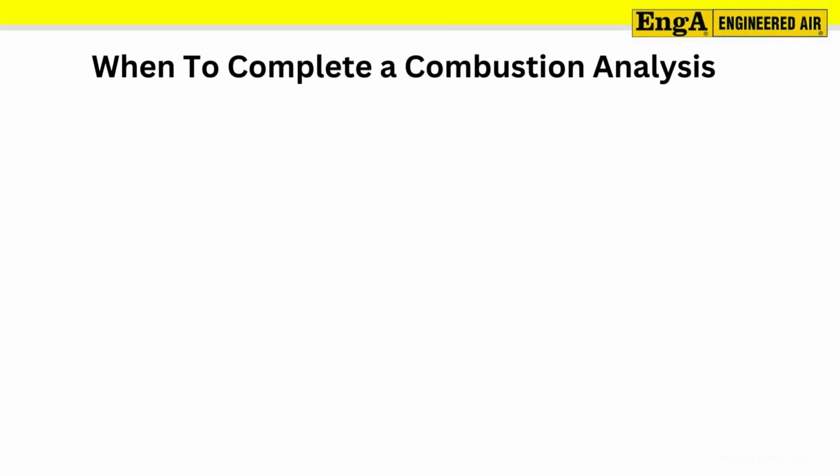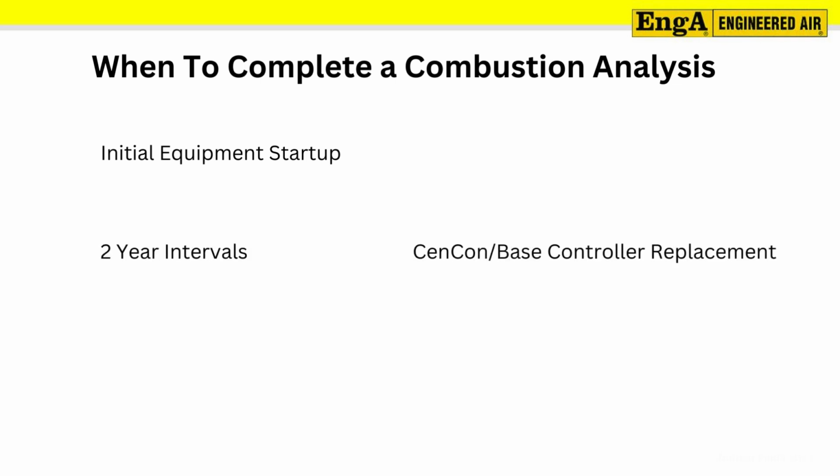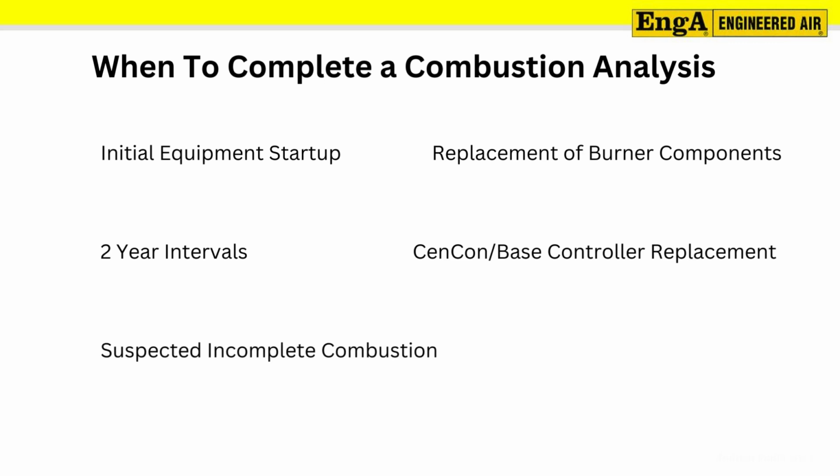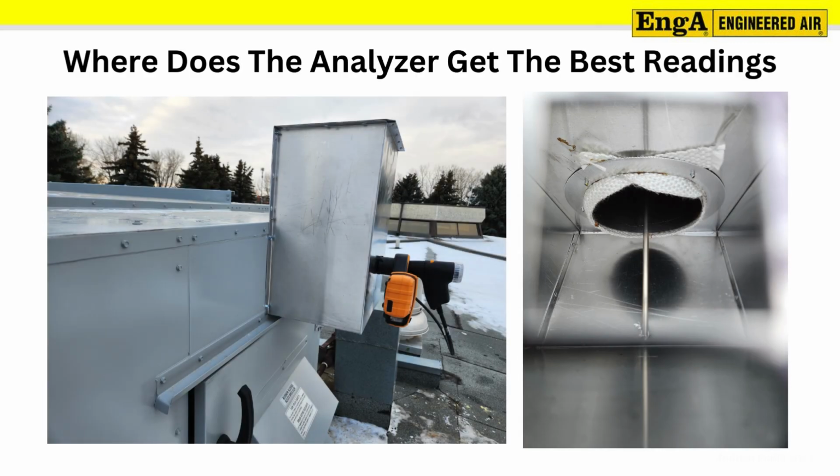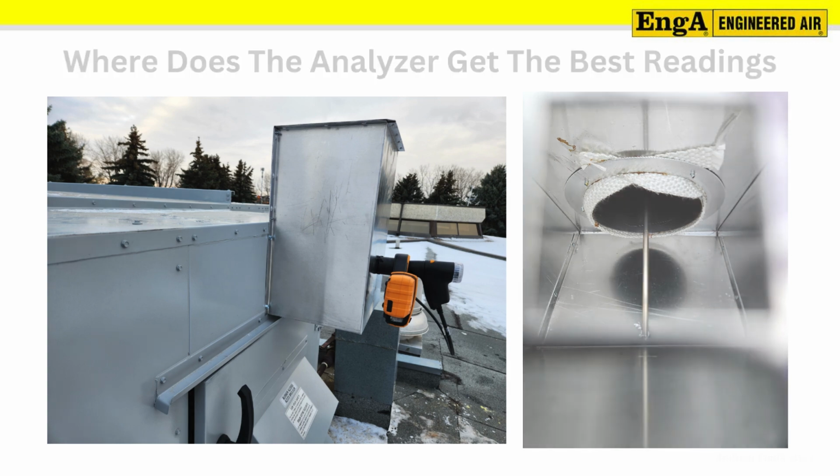A combustion analysis should be performed by a qualified service technician during initial startup of the equipment, in biannual intervals, when the controller is replaced, when the combustion blower or modulating valve has been replaced, or when the equipment is suspected of producing odors associated with incomplete combustion. For the most accurate readings, the analyzer probe should be inserted into the flue collar of the heat exchanger, or depending on the flue configuration, as close as possible to the flue collar. This will help ensure that the measured flue gases don't include added air from gaps in the flue vent connections.